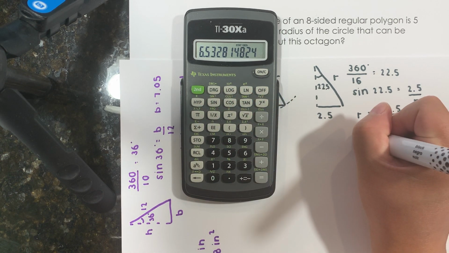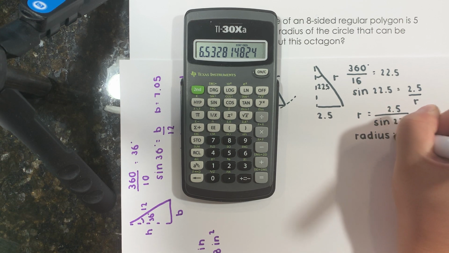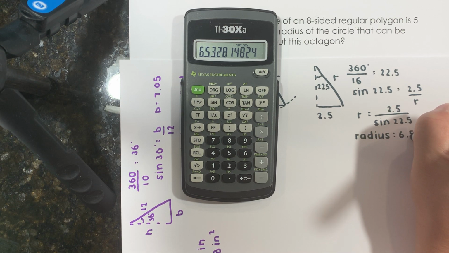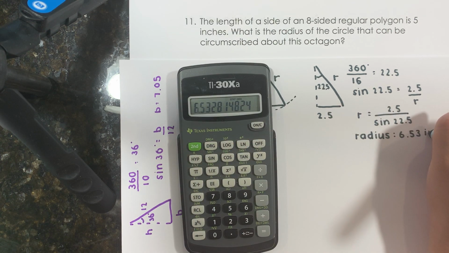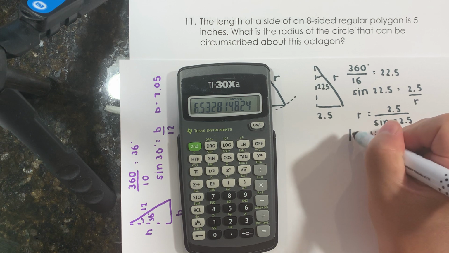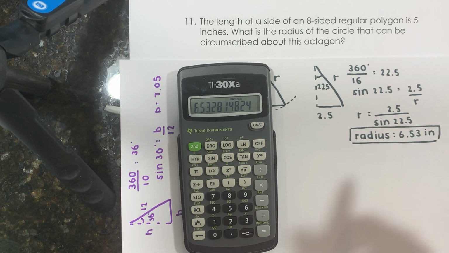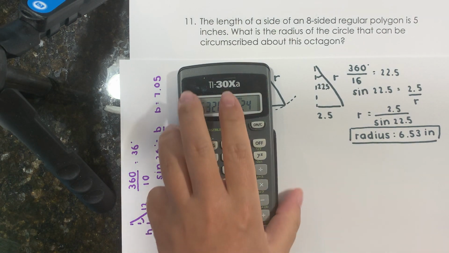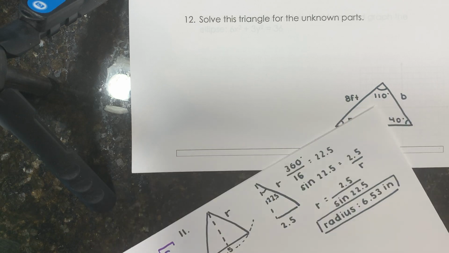And that would give me a radius of 6.53 inches. And that's all you would need to do on that one. So you're just trying to find the radius. You didn't have to find the area on that one. So make sure you're reading the problem carefully to see what they're actually looking for.